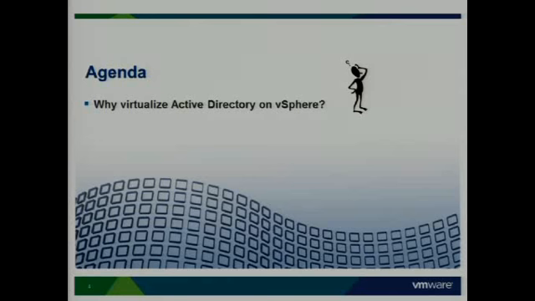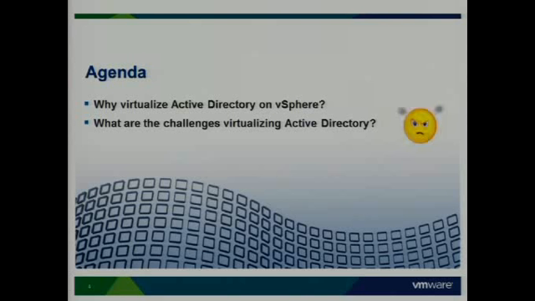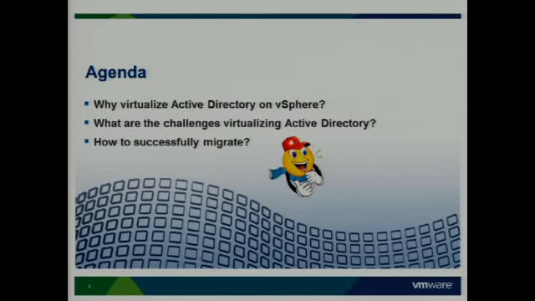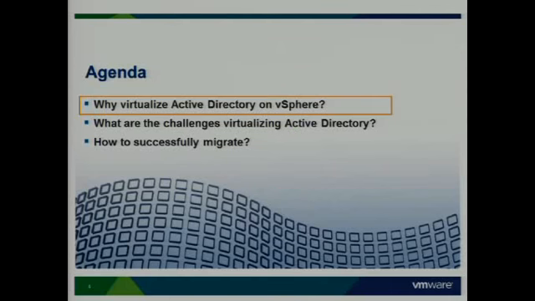Of course, once we've answered the question of why we want to do it, the next question is, what kind of road bumps am I going to run into as I do this process? What things should I be watching out for as I go through the virtualization migration of Active Directory domain controllers that are running in VMs? And how do I get from point A to point B? How do I get from the physical world to the virtual world for Active Directory and Active Directory domain controllers?